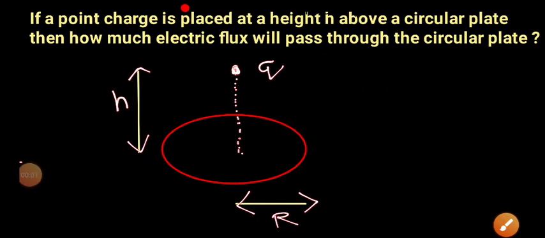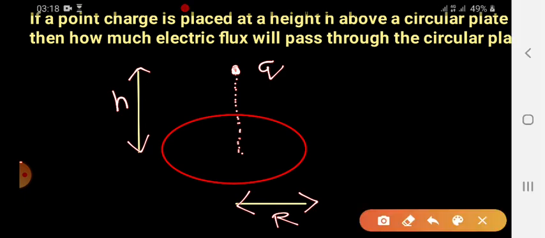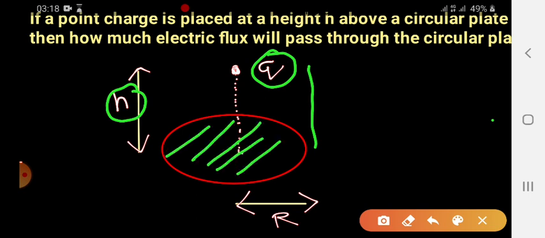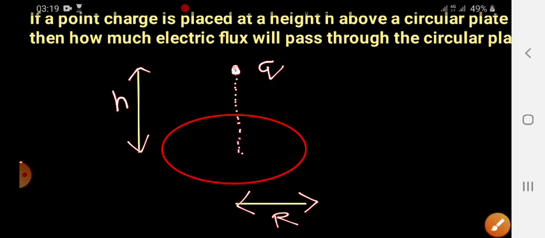Here is a question. It says if a point charge q is placed at a height h above a circular plate, then how much electric flux will pass through the circular plate? It is saying that there is a charge q, and at a height h from this, it is placed over a circular plate. This is our plate there. So how much flux will pass through this circular plate?